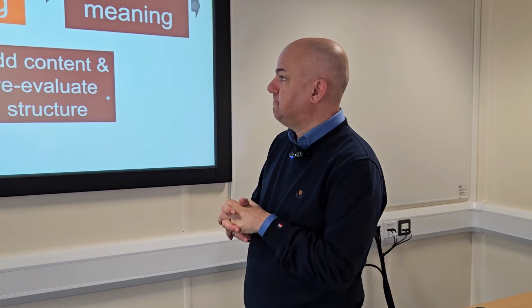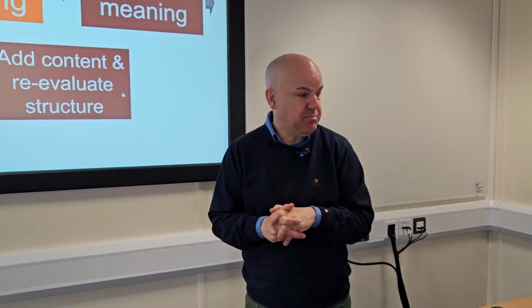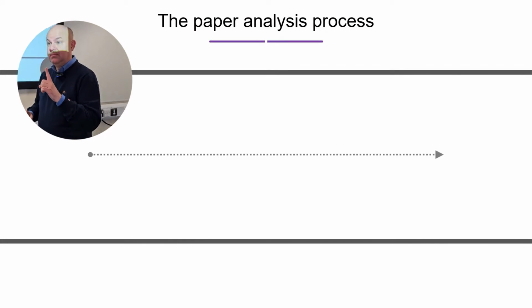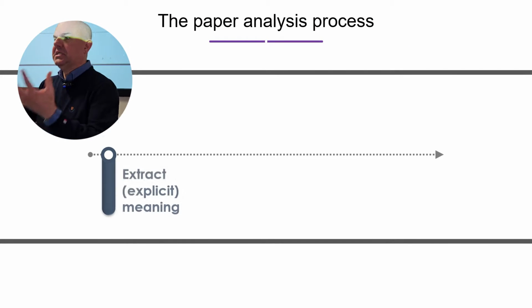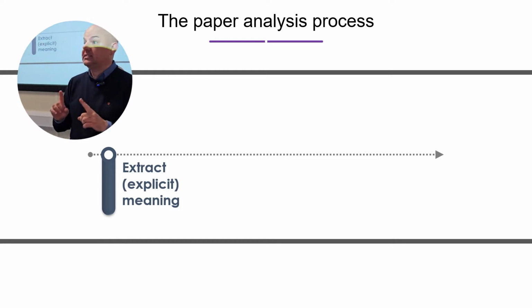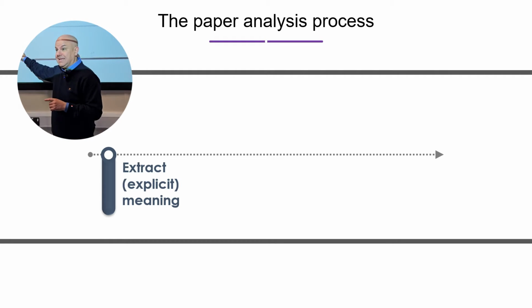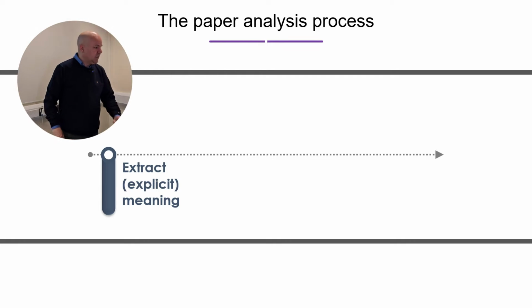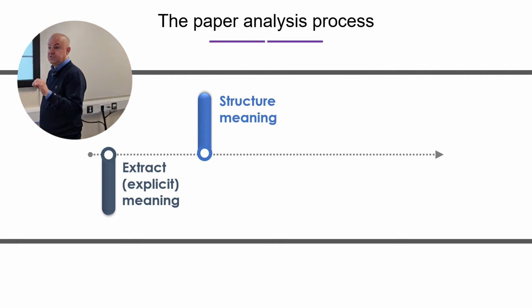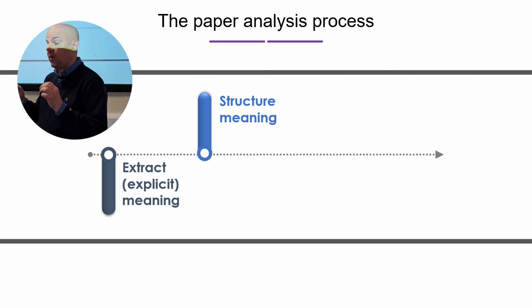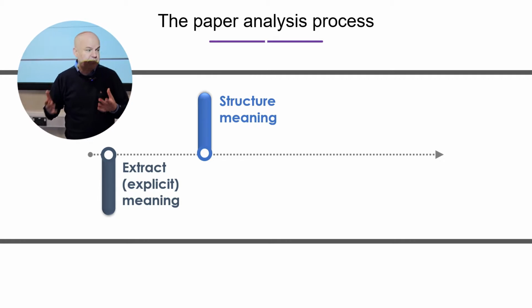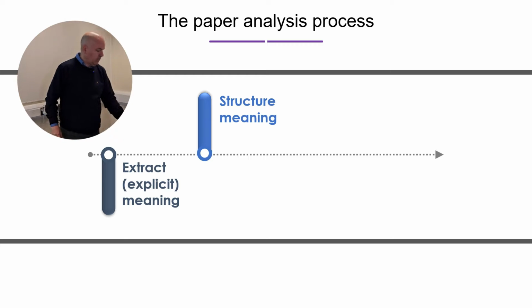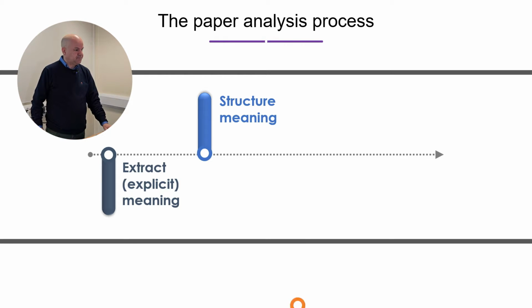So the process related to analyzing papers is as follows. We started with one paper, okay? We can collect various papers, but we start analyzing one paper and we extract the meaning of that paper. And we will see what this means in a minute. The second stage is to structure that meaning. We have to give it a structure. We have to basically interpret what we've extracted.